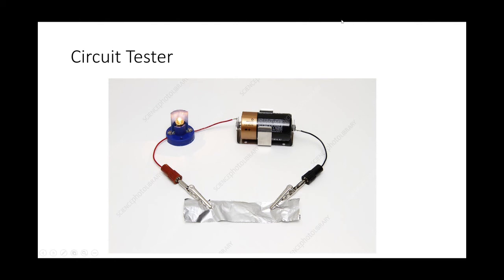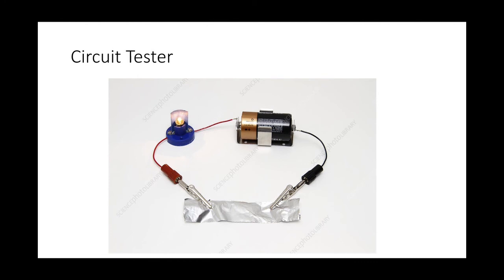Then let's look at a circuit tester. A circuit tester has not much to do with what we learned just now about parallel or series connection. A circuit tester, like the word suggests, is to test something. So what is it testing for? It is testing whether a material is a conductor or an insulator. What you are seeing here is an aluminium foil. Aluminium is a metal, right? Like I said, most metals are good conductors of electricity. So that's why you see this bulb here is lit up.